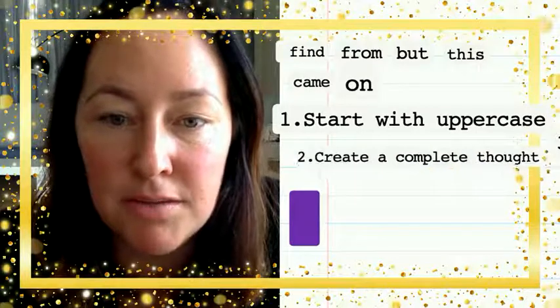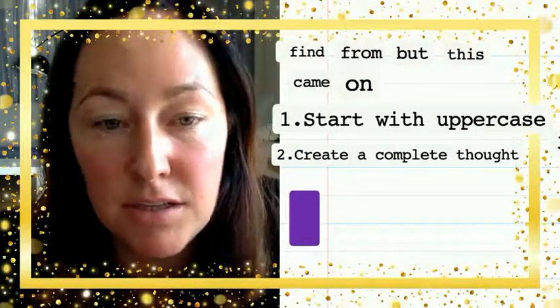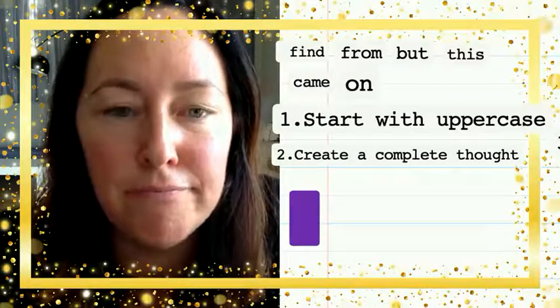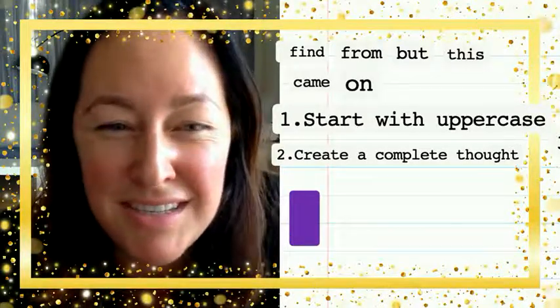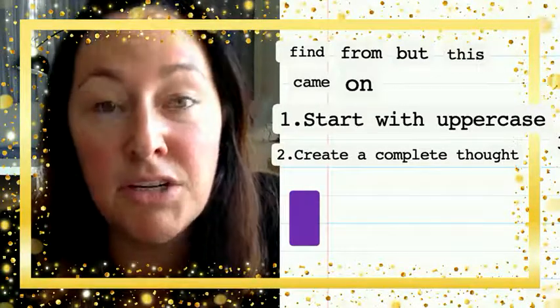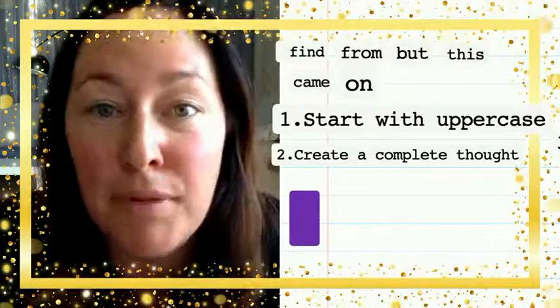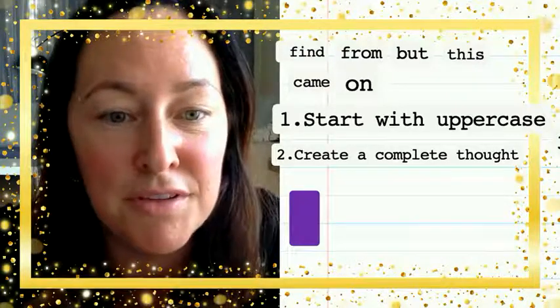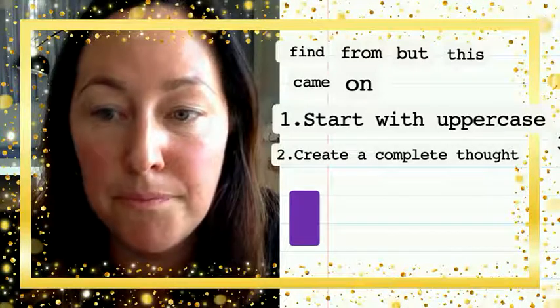Now the second rule that we should remember is to create a complete thought. So really all this is telling you is that you can't just say, "can dog," because that doesn't tell me anything that I can understand. Can the dog bark? Can the dog come play? Can the dog jump? Now those are full sentences and complete thoughts. So make sure you're doing that as well.